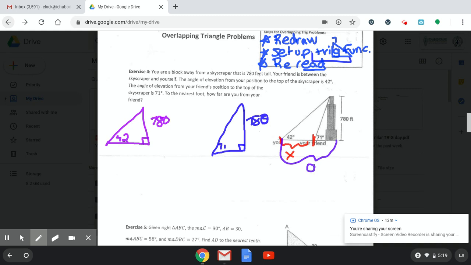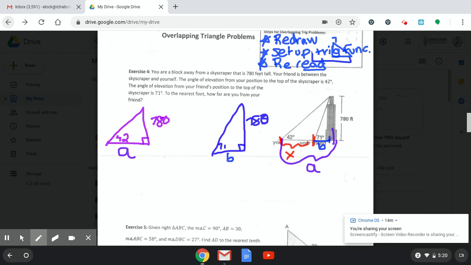I'm going to call that side A. So the whole measure from me to the skyscraper is going to be side A. So I'm going to mark that on the first right triangle. Then our friend is from here to the bottom of the skyscraper. I'm going to mark them part B. So we really have a couple measures we're finding here.